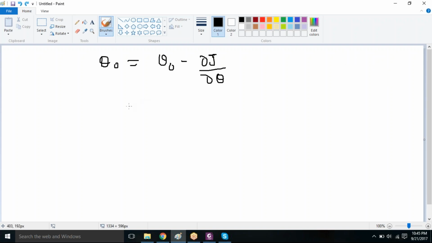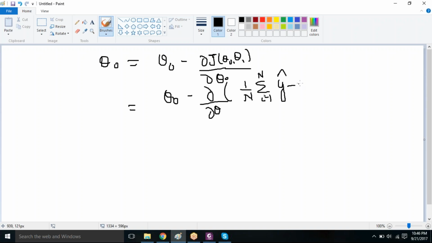Now I'm going to derive something mathematically. What is J? J is the cost function, the 1/n summation of the difference between y actual and y predicted. Isn't it y, the price? Yes, price is y. The predicted y hat and y actual, right?